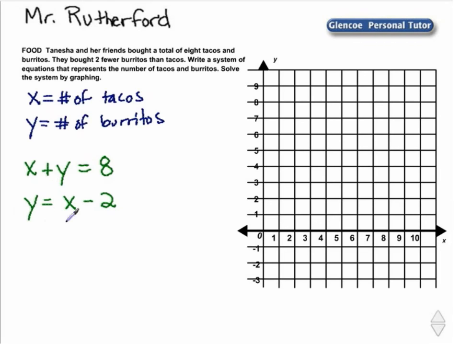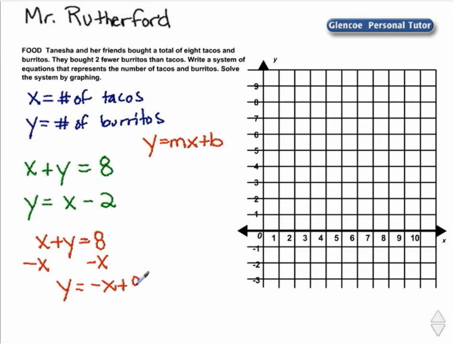Notice here in our second equation, this particular equation is in slope-intercept form, y equals mx plus b. However, the first equation is not. So let's put that into slope-intercept form. I'll recopy it here at the bottom. In order to do this, we need to subtract x from both sides to isolate the y. So we'll have y equals negative x plus 8. So our two equations are y equals negative x plus 8 and y equals x minus 2. So let's graph each of these.